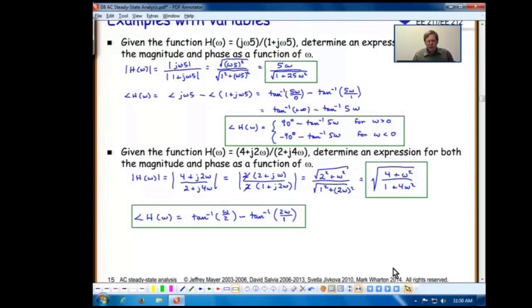So that's an example of how we can take a function that's expressed with variables instead of just numbers, and we can still find the magnitude and phase, or the real part and the imaginary part. So what do we do with all this?